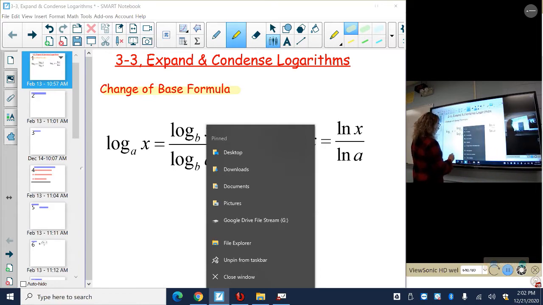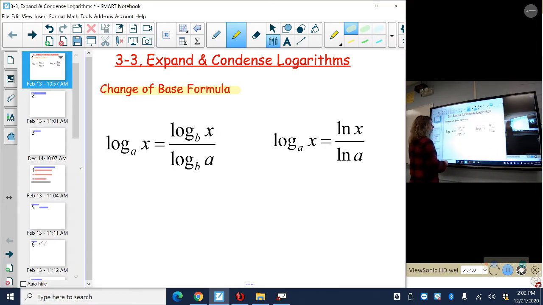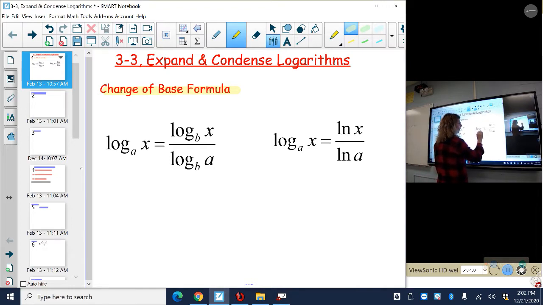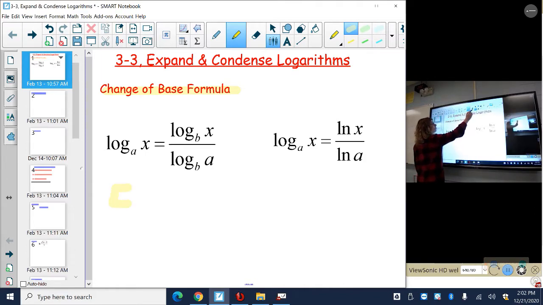Okay? So pretty much what we're going to be doing today is log base a, where a is any base you want it to be, or any base is given, of x is equal to log base b of x, the base you are choosing, over log base b of a. Or log base a of x is natural log of x over natural log of a. Super easy for you to think of it that way. So an example.